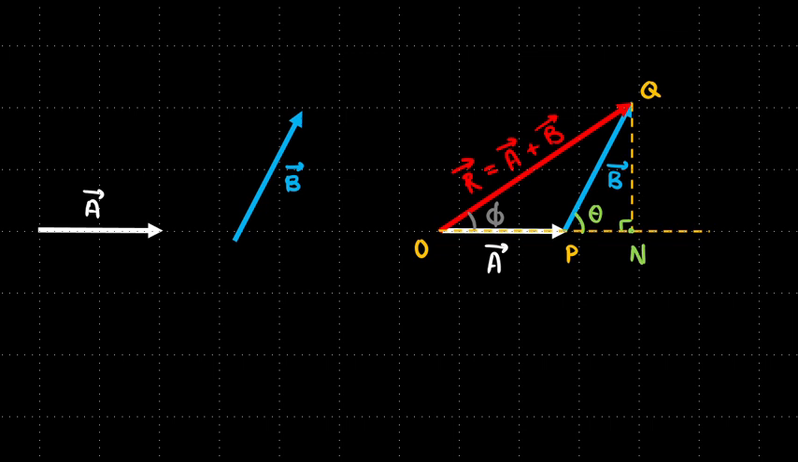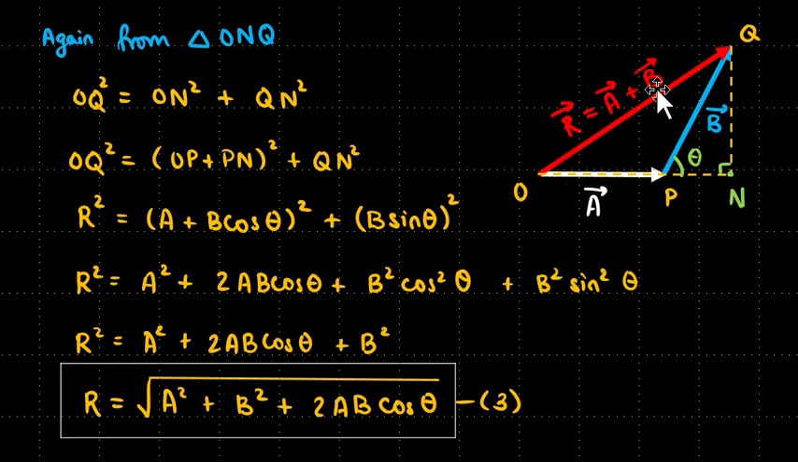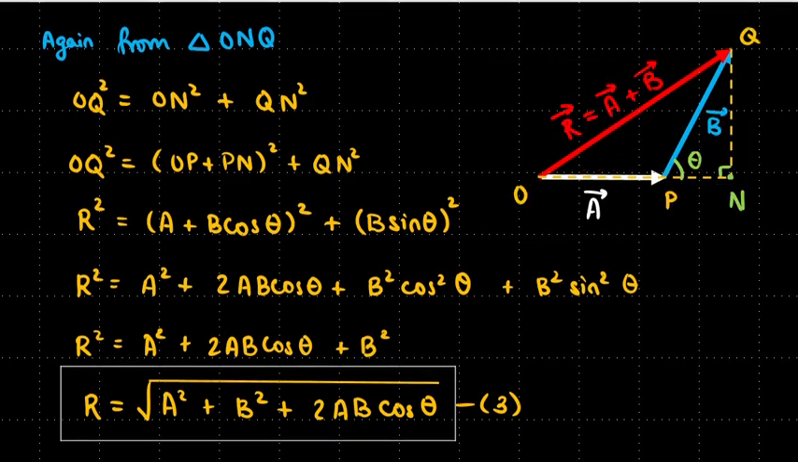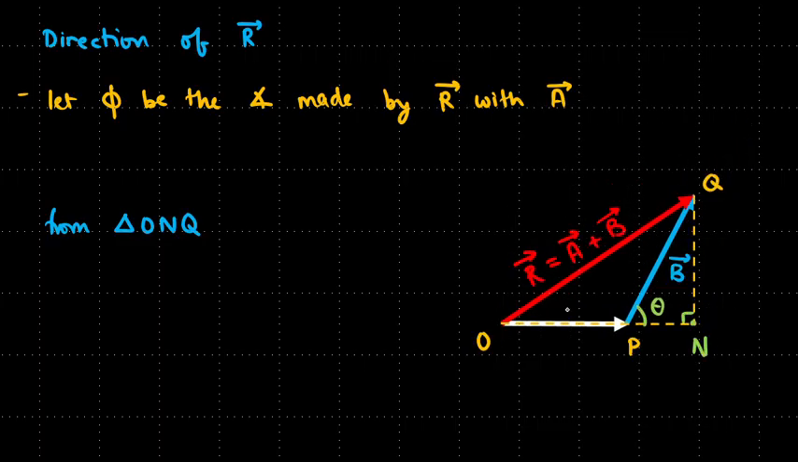So now, let's do some things. From triangle OQN, let's go back and look at this one. I don't want to go all the way back. It's actually this big triangle, so let's just copy this big triangle and keep it right over there. So this is the big triangle. Also, we need to add the angle phi over here.